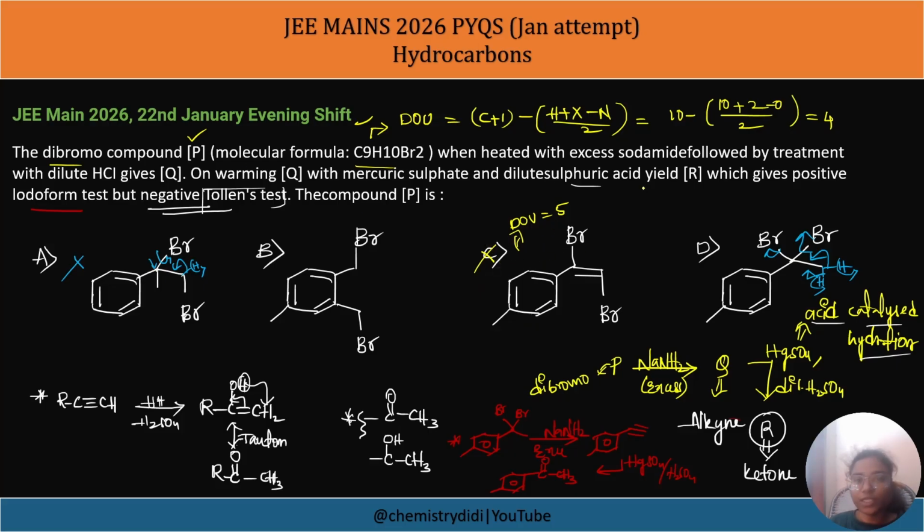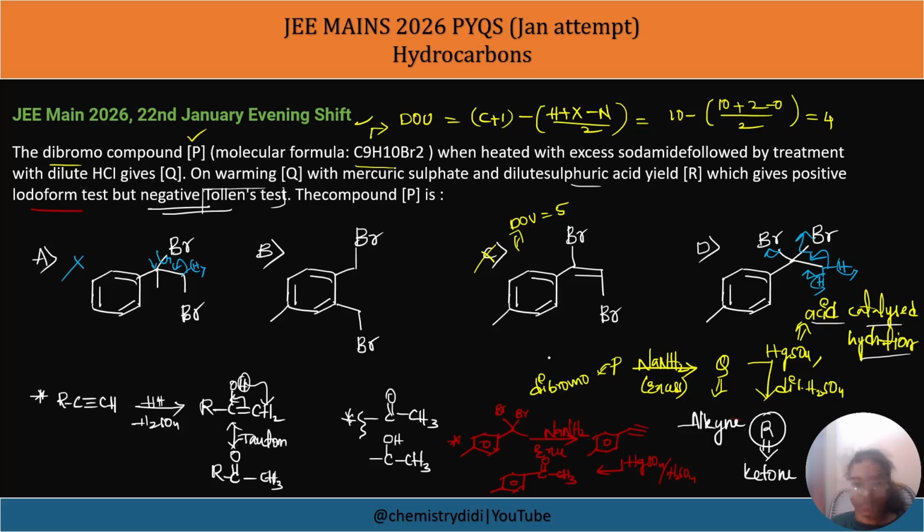The next step they have given is that this P is treated with sodamide, NaNH2, and we took excess. As it is a dibromo compound, when we use NaNH2, it is generally a double dehydrohalogenation. So overall we'll get an alkyne. So we have found that Q will be an alkyne for sure. And the next reaction they have given is acid catalyzed hydration, right?